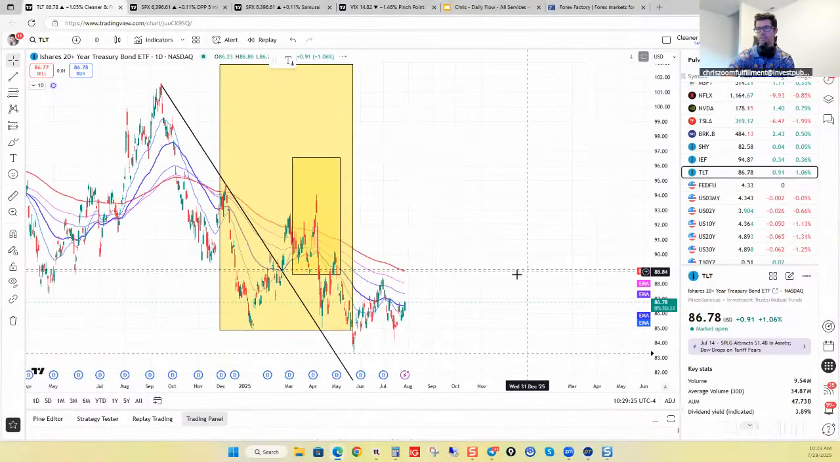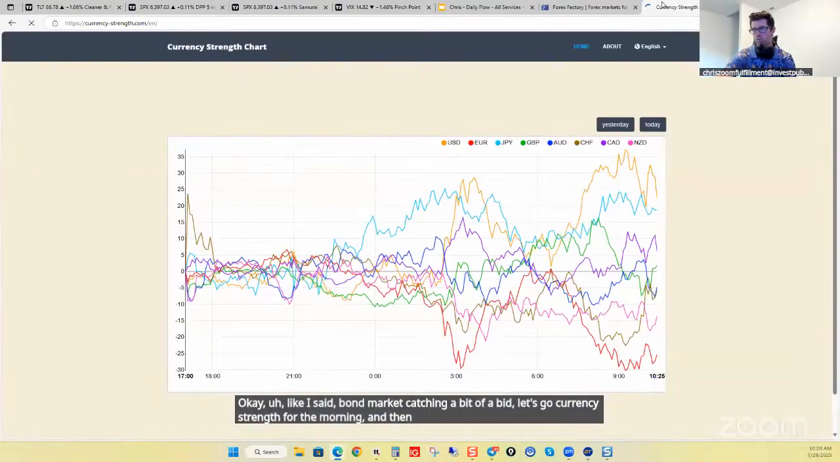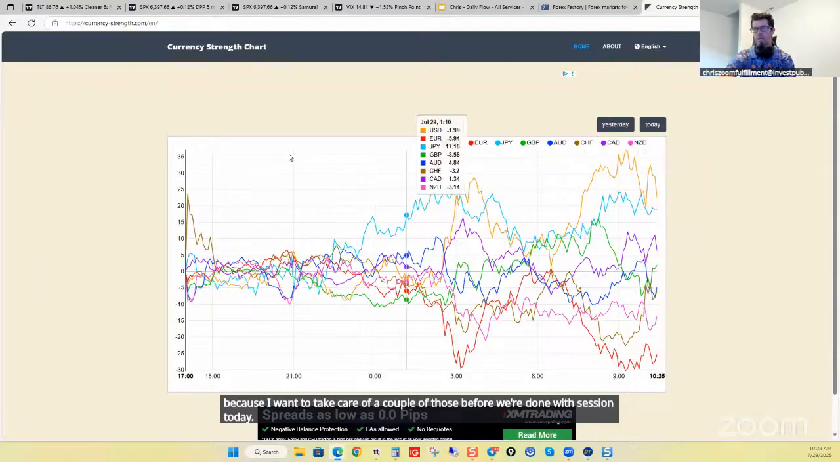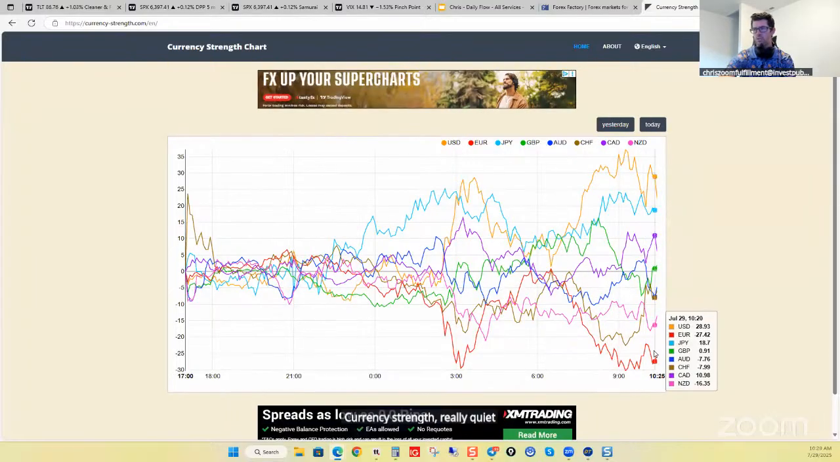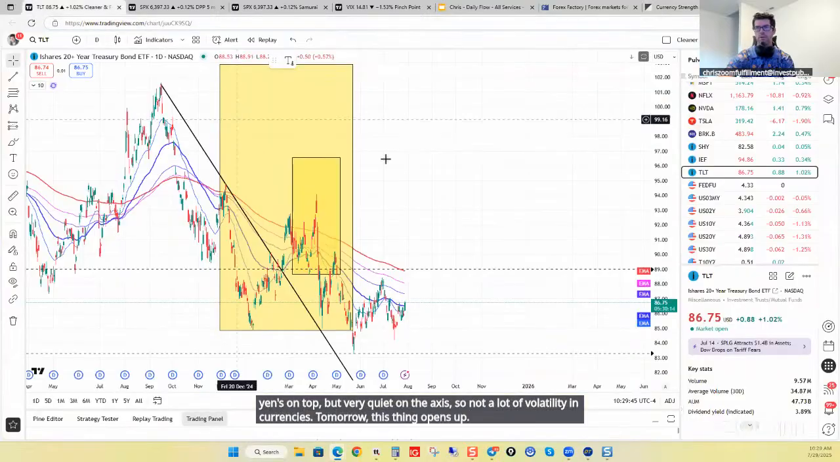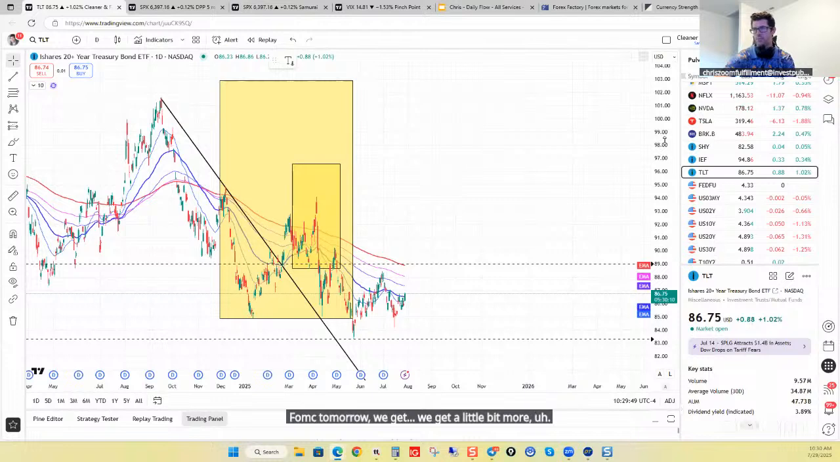Okay. Like I said, bond market catching a bit of a bid. Let's go currency strength for the morning, and then we'll talk some covered calls and rolls because I want to take care of a couple of those before we're done with session today. Currency strength really quiet. Swiss is low, Euro's low, dollar's on top, yen's on top, but very quiet on the axis. So not a lot of volatility in currencies. Tomorrow this thing opens up. FOMC tomorrow, we get a little bit more volatility. Just expect it. It's probably going to happen.